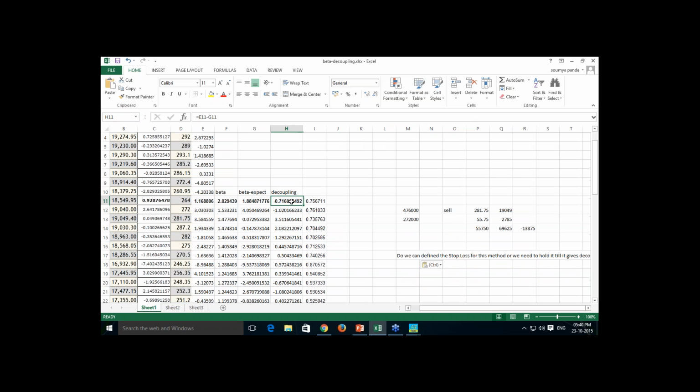Here, if you see, it was a negative decoupling that went to minus 1.73. We initiated the trade. Fortunately, on the very next day, it went positive by 100%. So from negative 1.73, it jumped to positive 1.77, which converted into a great profit. The next day, that same positiveness expanded.